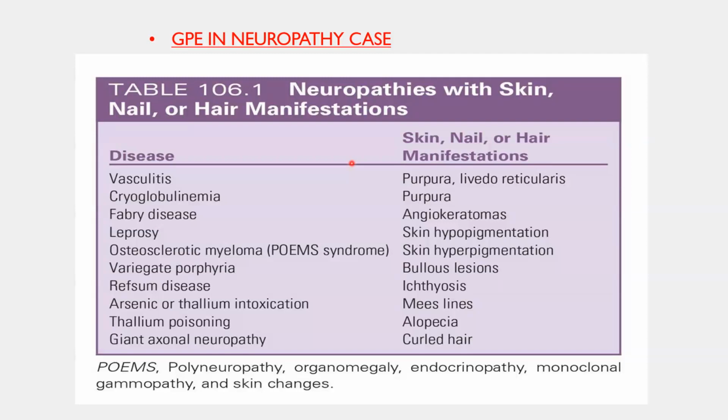Skin hyperpigmentation is seen in POEMS syndrome. Bullous lesions are seen in porphyrias. Ichthyosis in Refsum's disease. Mees lines in arsenic poisoning. Alopecia is characteristically seen in thallium poisoning. Curly hair is seen in giant axonal neuropathies. These are to be mentioned in the general physical examination or in a head-to-toe examination. You should comment on this whenever you are taking a case of neuropathy.